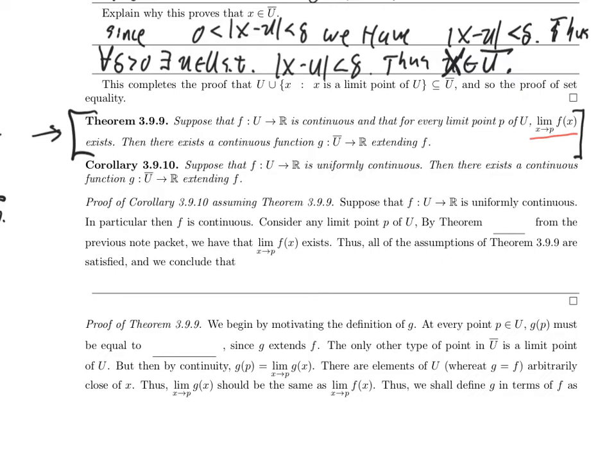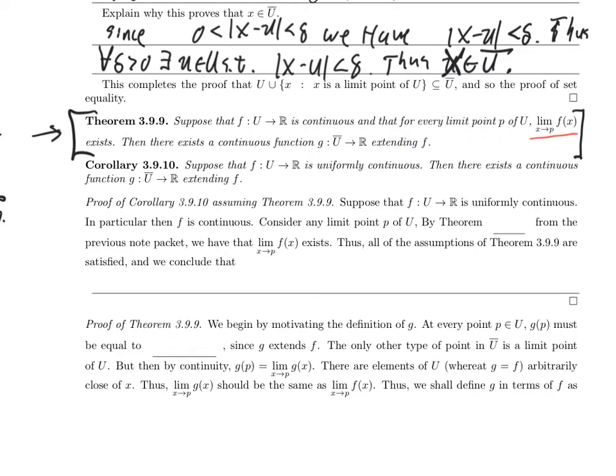So let's suppose that f from U to R is a uniformly continuous function. Then in particular, and it might seem silly to say, f is continuous. Every uniformly continuous function is also continuous. And the reason that I'm pointing that out is because if I'm going to use theorem 3.9.9, I need to check that all of the hypotheses are satisfied. One of them is f is continuous, so I better say that f is continuous. Next, I need to point out that for every limit point p of U, the limit as x approaches p of f of x exists.